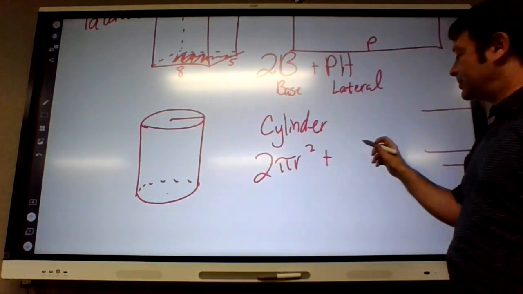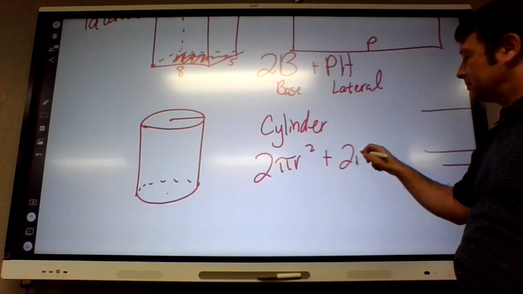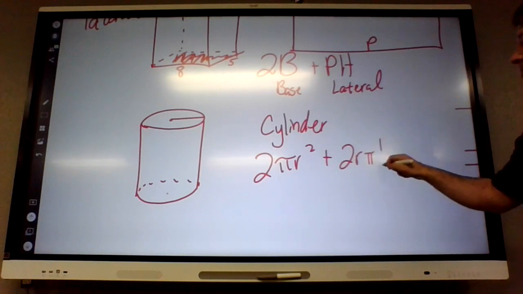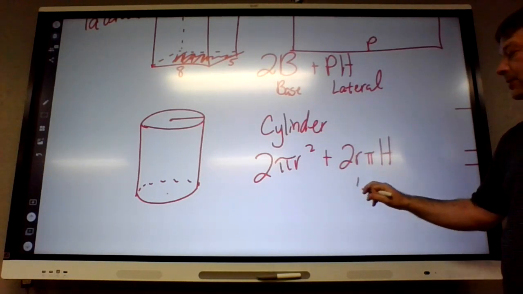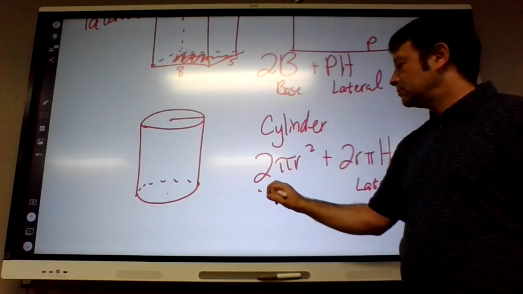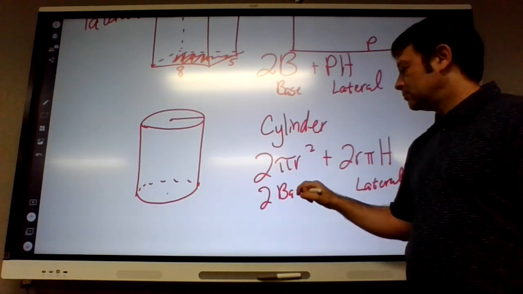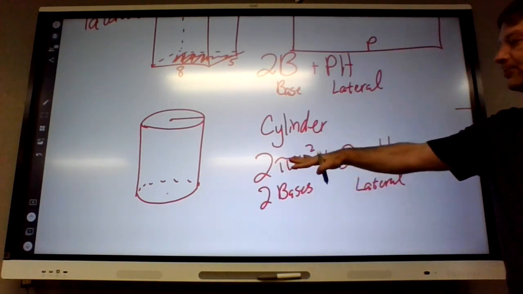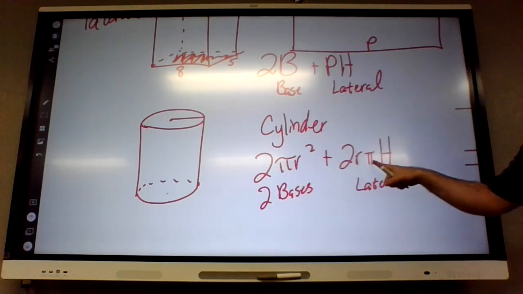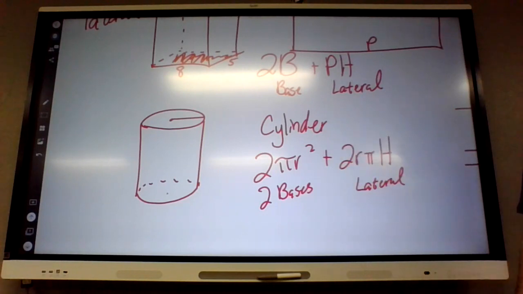So the circumference, you guys recall? 2 pi r. And then that times the height gives you the lateral area. Then add them together: the 2 bases, 2 circles, plus the lateral area gives you the total cylinder area.